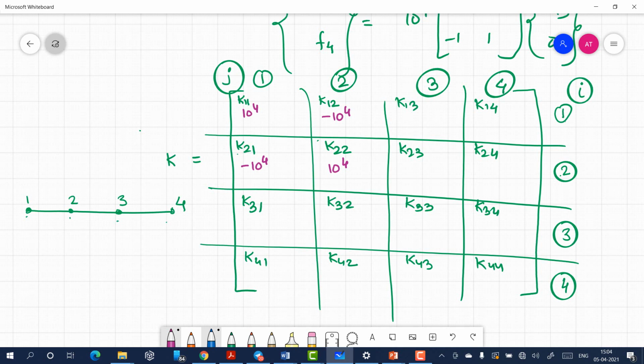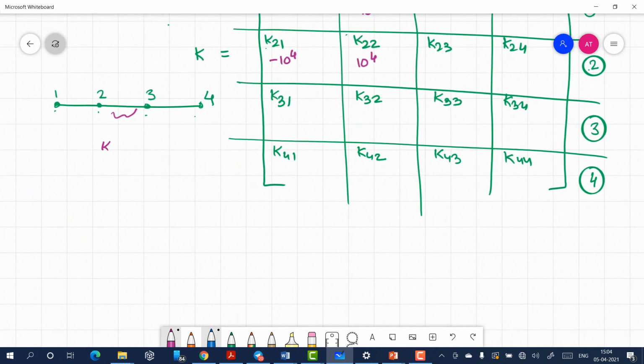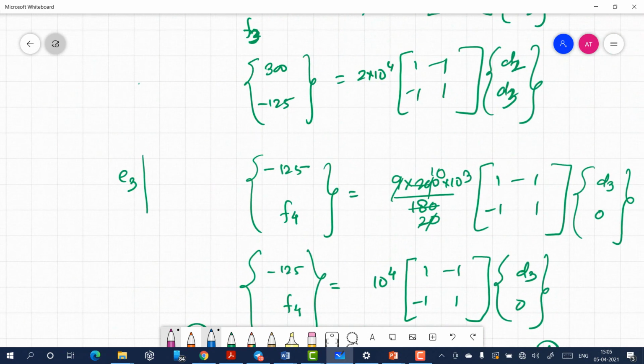Then element number 2 will have components like Kij. So I will have K23, then K24. No, this is confusing. So let me just see again.